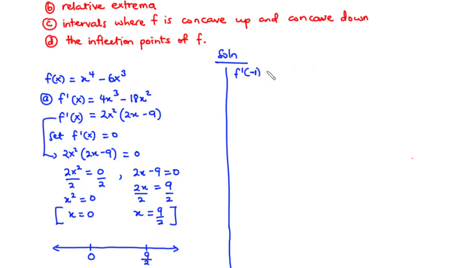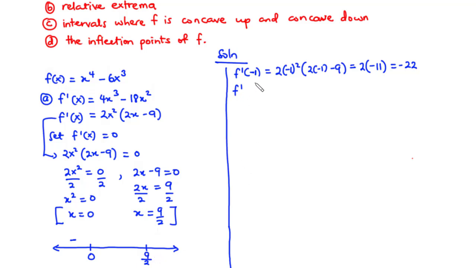f prime of -1 to be 2 times -1 squared times 2 times -1 minus 9. So we have -1 squared, that is 1, 2 times 1 is 2, 2 times -1 is -2, minus 9 is -11. So we have 2 times -11, and that is -22. So we have a negative value here.